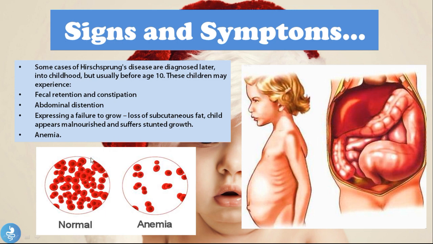So we have fecal retention and constipation, abdominal distension, failure to grow, and a loss of subcutaneous fat. The child appears malnourished and suffers stunted growth. There may also be a degree of anemia. If you look closely at this child, you can see the presence of the ribs, which means there's somewhat of a loss of subcutaneous fat, and the child appears malnourished, might be shorter, and you can see a lot of bones, and the abdomen is distended. So this is a classical picture of an older child with Hirschsprung's.